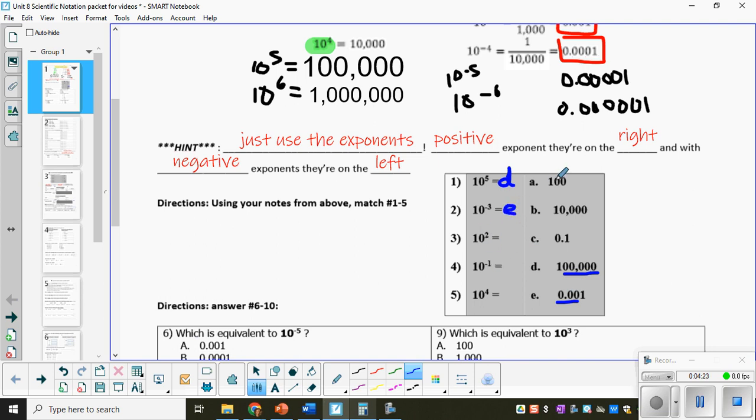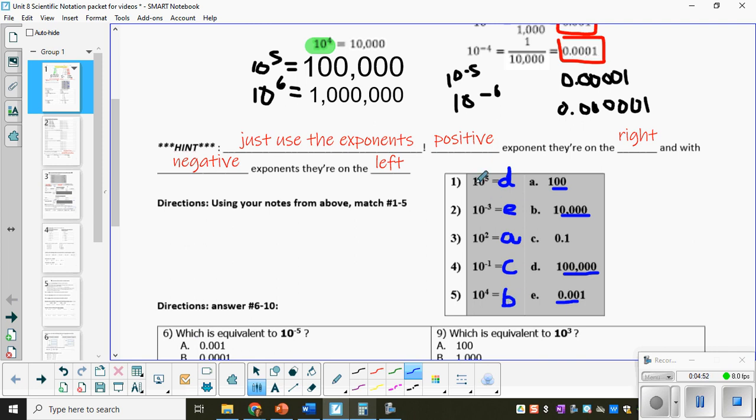10 squared is 100, so 10 times 10, and there are the 2 zeros to the right. That's a positive exponent, so that one's going to match up with A. If we see a negative exponent, we know that's the same as seeing a decimal answer, and it's going to be to the left. So this one matches up with C. And 10 to the fourth, we should see 4 zeros to the right, and here are the 4 zeros to the right. So this one matches up with B.